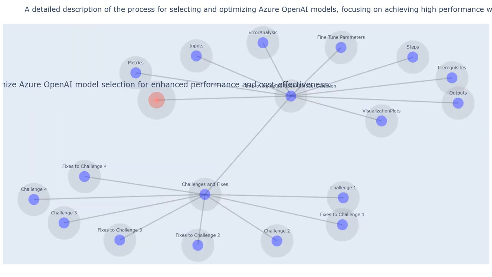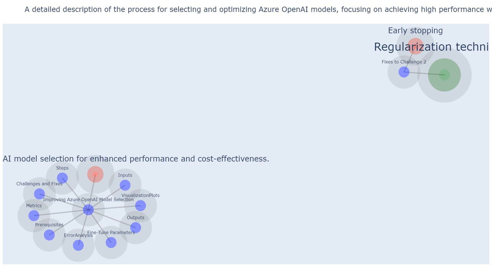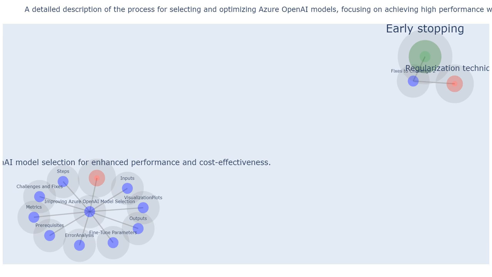Fixes to challenge 2. Regularization techniques introduce penalties for model complexity, preventing the model from relying too heavily on specific features and improving its generalization. Early stopping is a technique that halts training before the model overfits, preventing the model from memorizing the training data and improving its ability to generalize.